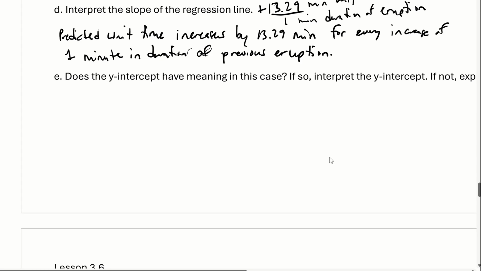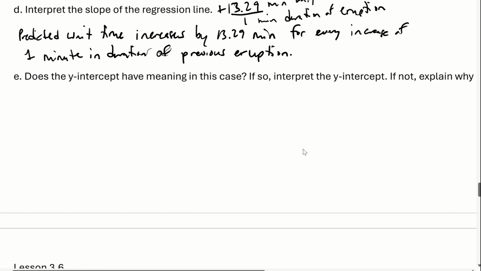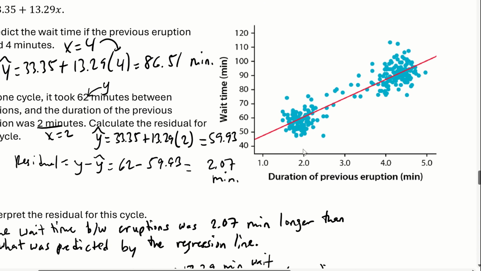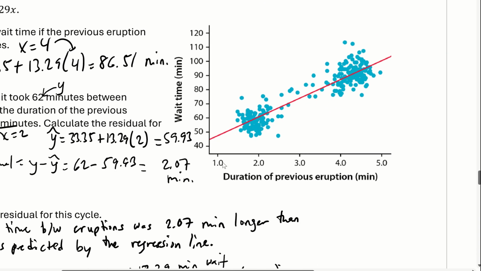Okay, all right, so then we got E. It says, does the y-intercept have meaning in this case? If so, interpret the y-intercept. If not, explain why not. So, all right, do we have a meaning for x equals 0? Can we have a duration of a previous eruption of x equals 0? Okay, that doesn't make any sense.